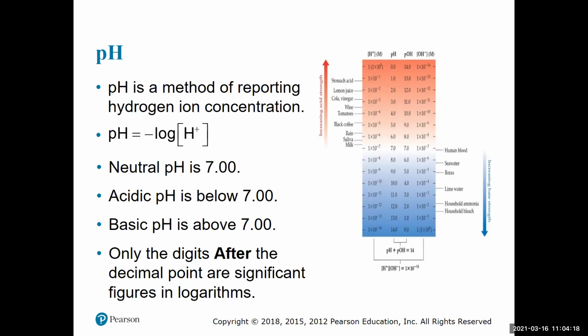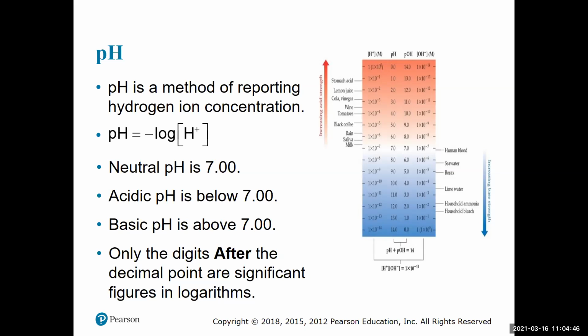On the right-hand side are bases. As you go down that list, you get to stronger bases. We'll talk in a moment about what we mean by strong acids and bases exactly. But you'll see some household cleaners, ammonia and bleach, are on the stronger end of the base side. That's why you'll sometimes see warning labels on these products not to mix certain things together.